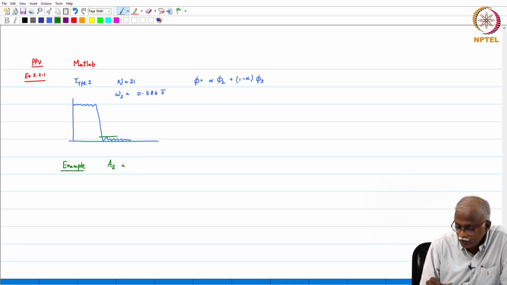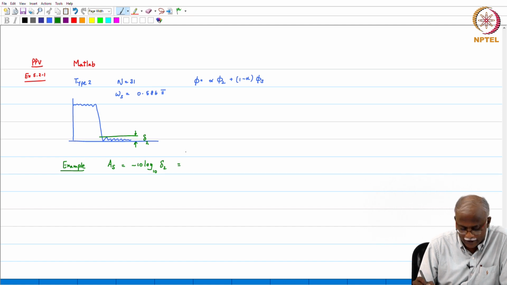So delta 2 is the maximum deviation. So this is delta 2, AS equal to minus 10 times log base 10 of delta 2, and this is approximately of the order of 38 dB for the filter that has been designed for the 2-channel filter bank.